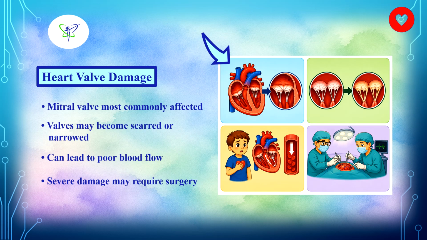The mitral valve is most commonly affected in rheumatic heart disease. Inflammation and scarring may cause the valves to narrow or function improperly. This reduces blood flow efficiency. Severe valve damage may eventually require surgical repair or replacement.